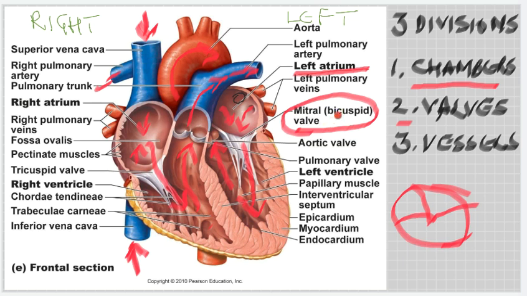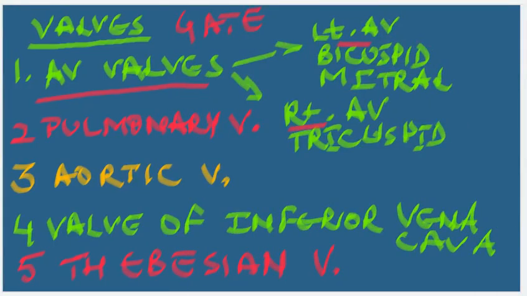Now it has some other names. It is also called a bicuspid valve or a mitral valve. Why is the left AV valve called a bicuspid valve is something I'm going to tell you now. Cusp means a flap. The left AV valve is made up of two flaps. This is one of the flaps and this is the other, and that's why it's called a bicuspid valve. Another name for the left atrioventricular valve is the mitral valve.